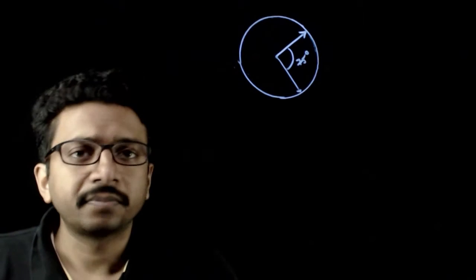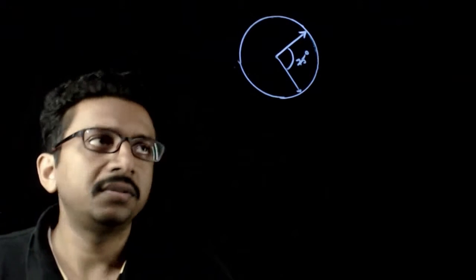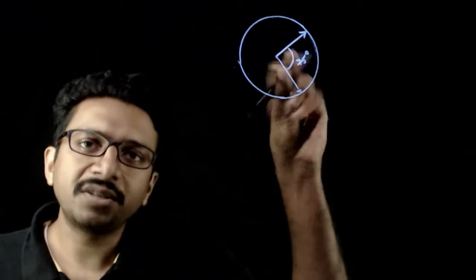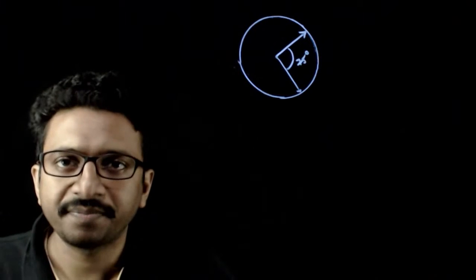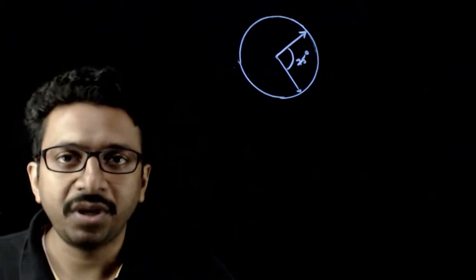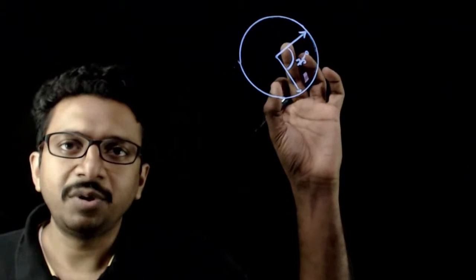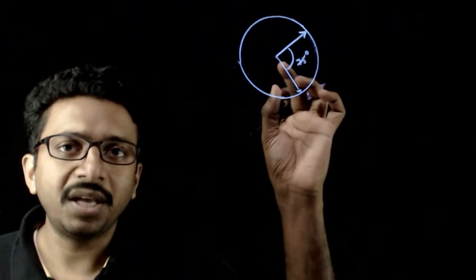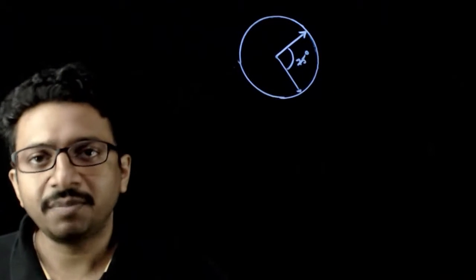So welcome students. In this question you're given a sector of angle 75 degrees, and this sector is rotating in steps of 75 degrees. If that is so, after what minimum number of rotations will the sector come to its original position? After how many rotations will the sector come to its original position?